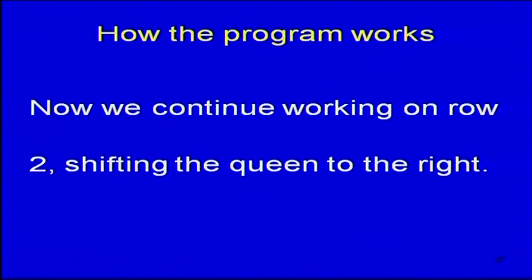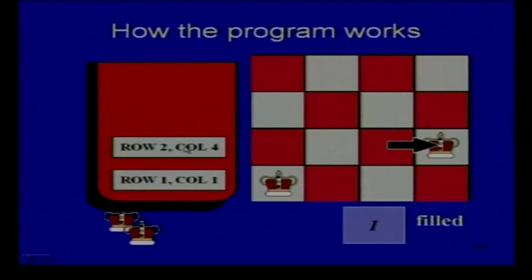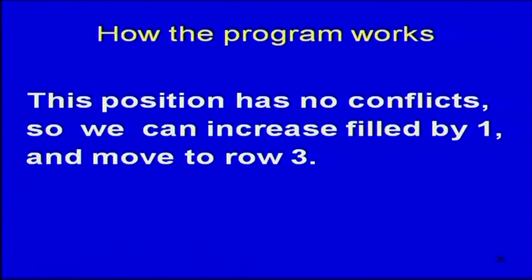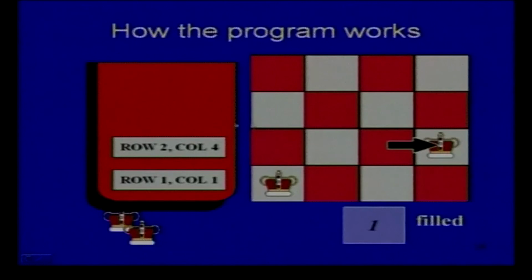Now, we continue working on row 2, shifting the queen to the right. So, now instead of us having it here, we have popped it out and we are shifting the queen here, and now this has to be incremented. This position has no conflict, so we can increase fill by 1 and move to row 3.